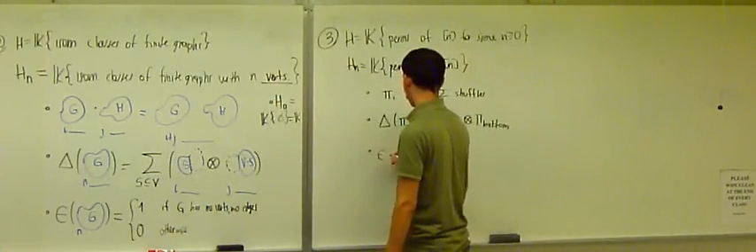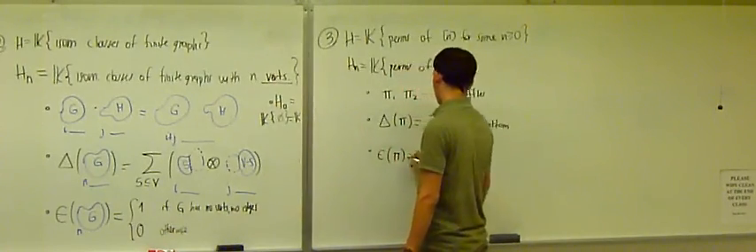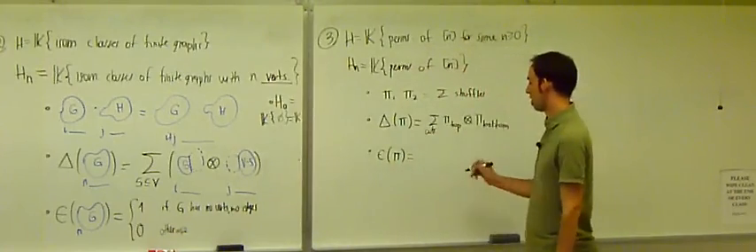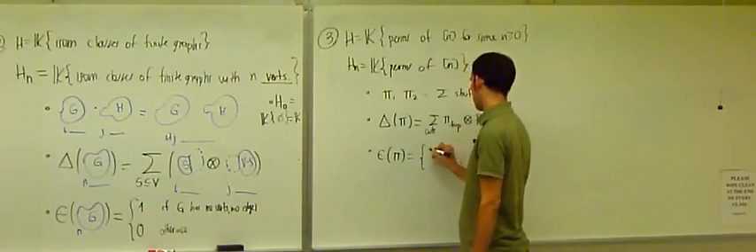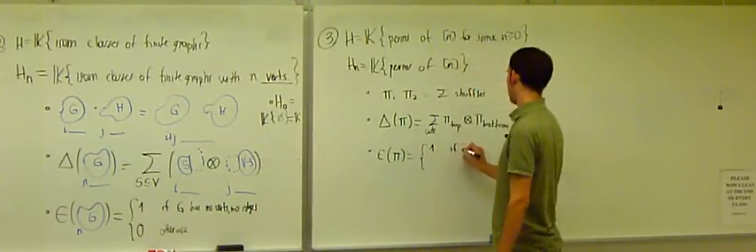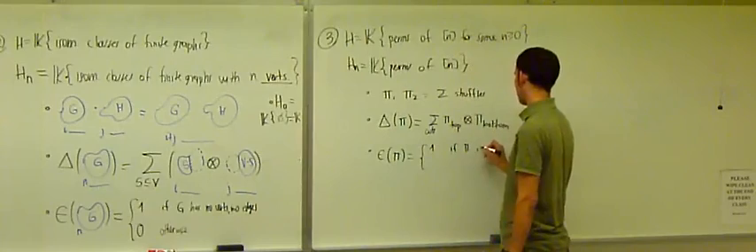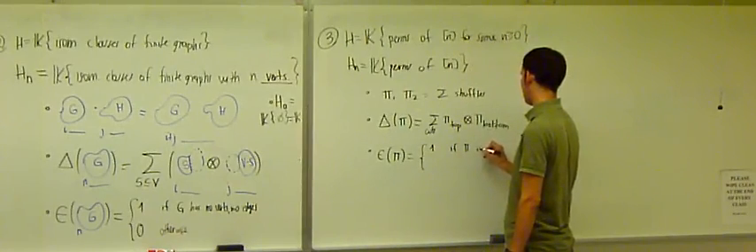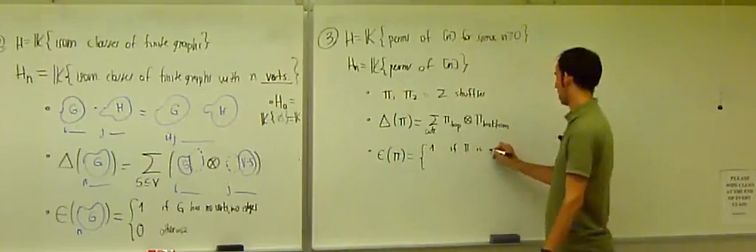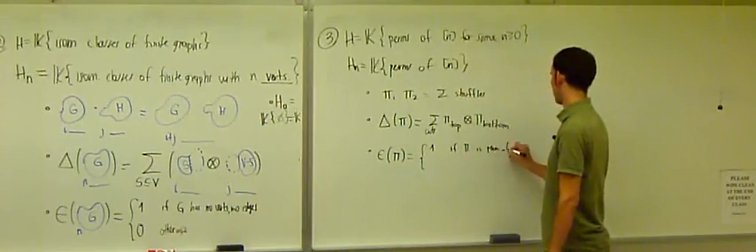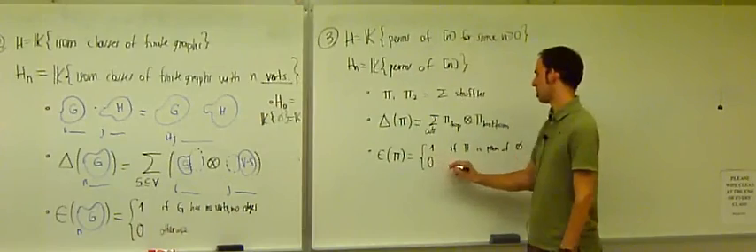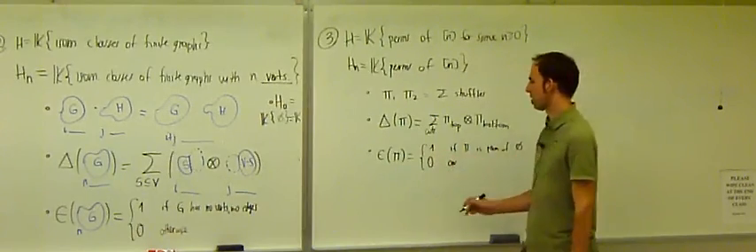Again, I think I didn't mention this, but the co-unit again has to be 1 if pi is trivial, the only permutation of the empty set, and 0 otherwise. Okay?